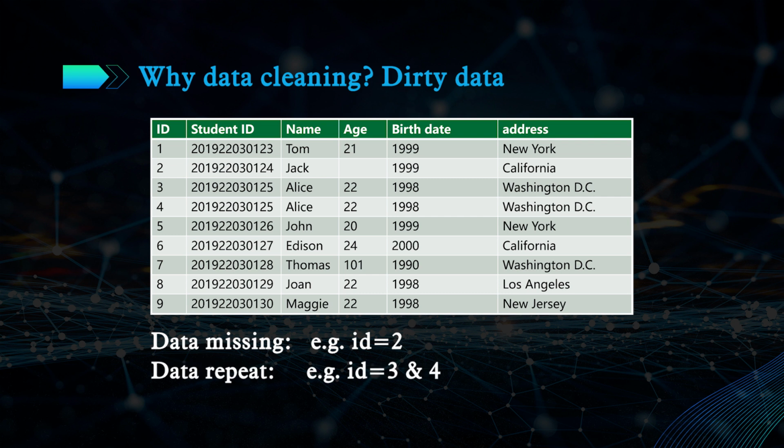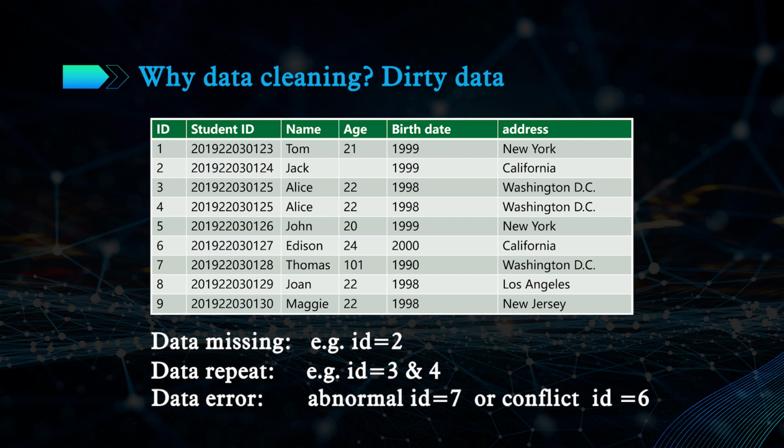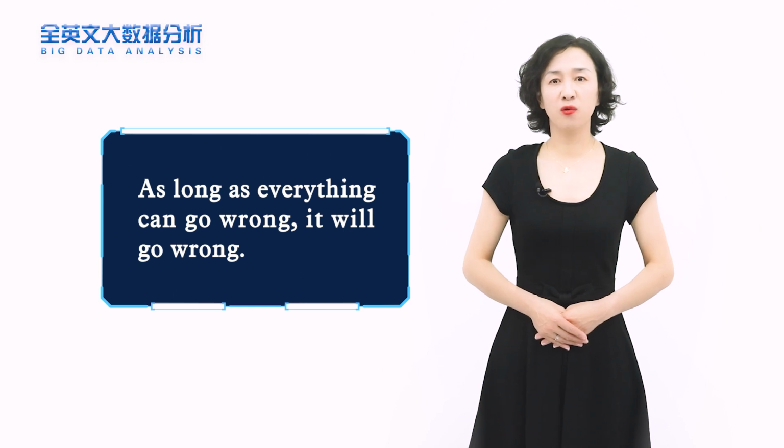And the third and fourth records are repeated, and the sixth record is a conflict record according to the age and the birth date. The seventh record has an abnormal age, 101, according to the birth date. All this dirty data will damage the analyzed result. According to Murphy's law, if anything can go wrong, it will go wrong.